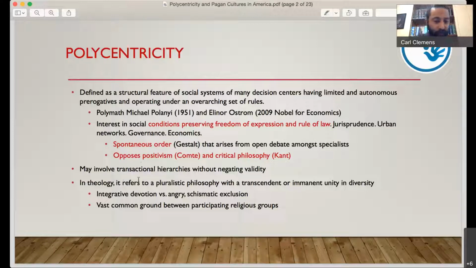So in theology, it refers to a pluralistic philosophy with a transcendent, or more commonly immanent, unity in diversity. So it's like sutre manigana eva. It's like in the Bhagavad Gita, I'm the thread that runs through different forms of thought, different modes of worship, and so on.